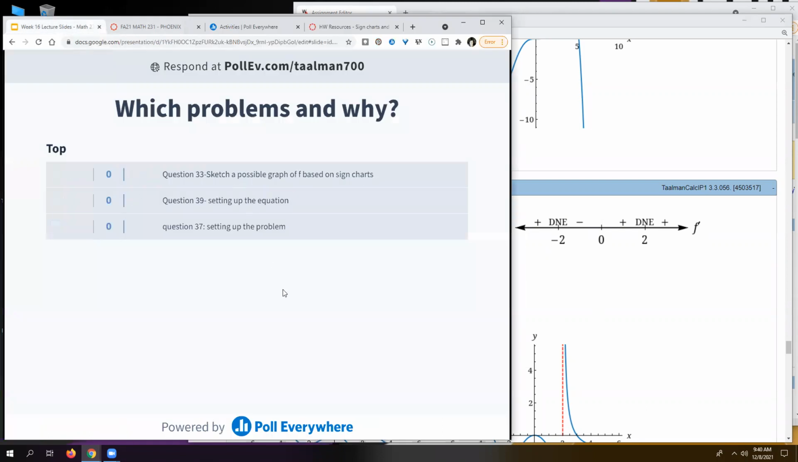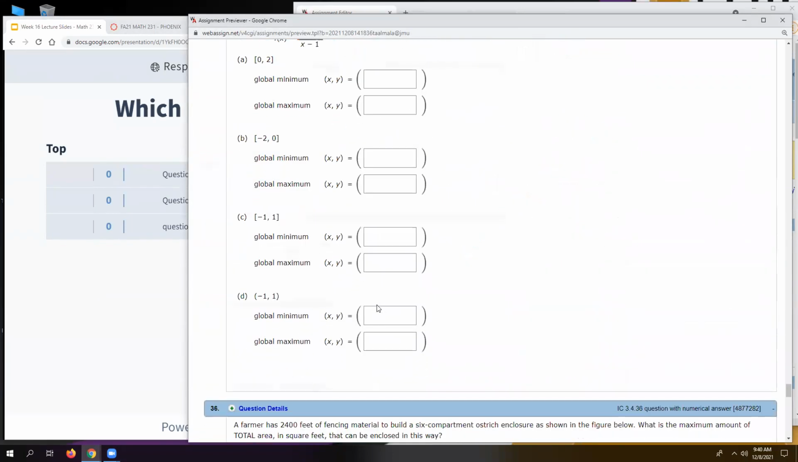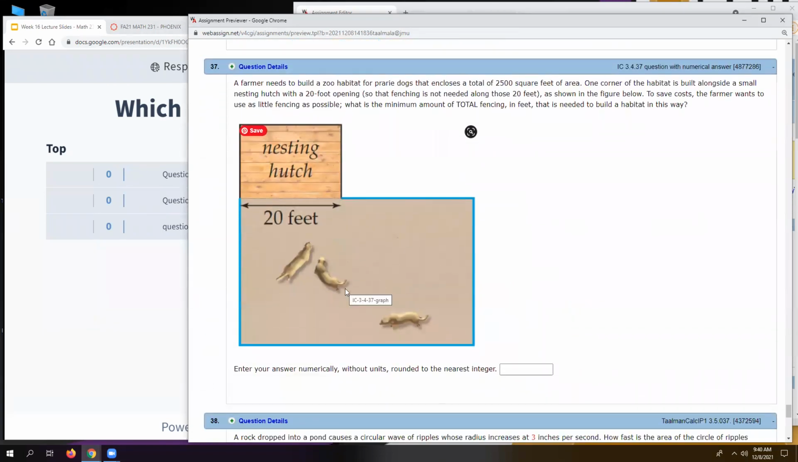Questions about that? Okay, so questions 9, 39, and 37, you just want to know how to even set it up. Let's see. So 37. And setting up is the hard part. I'm not surprised that that's the part people want to ask about.